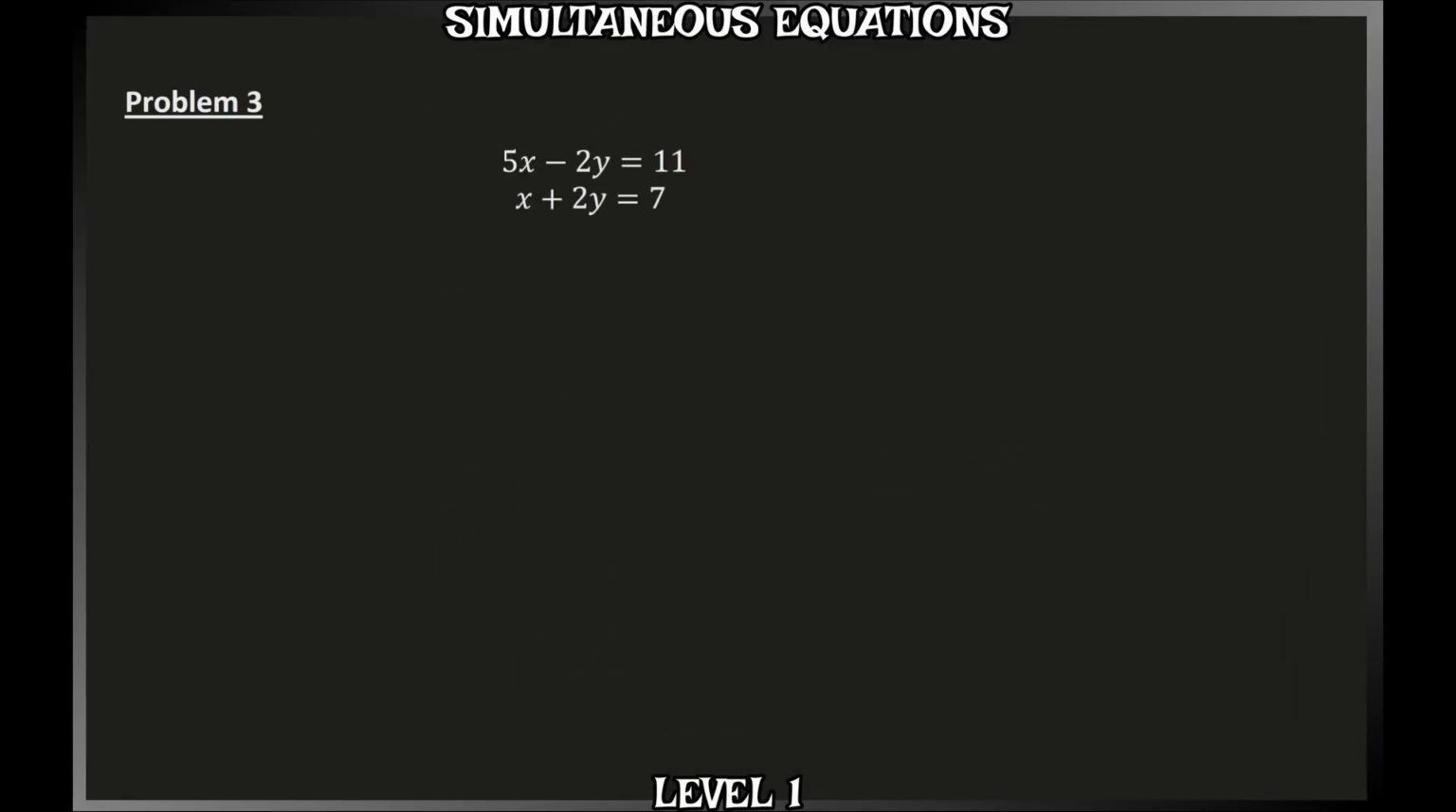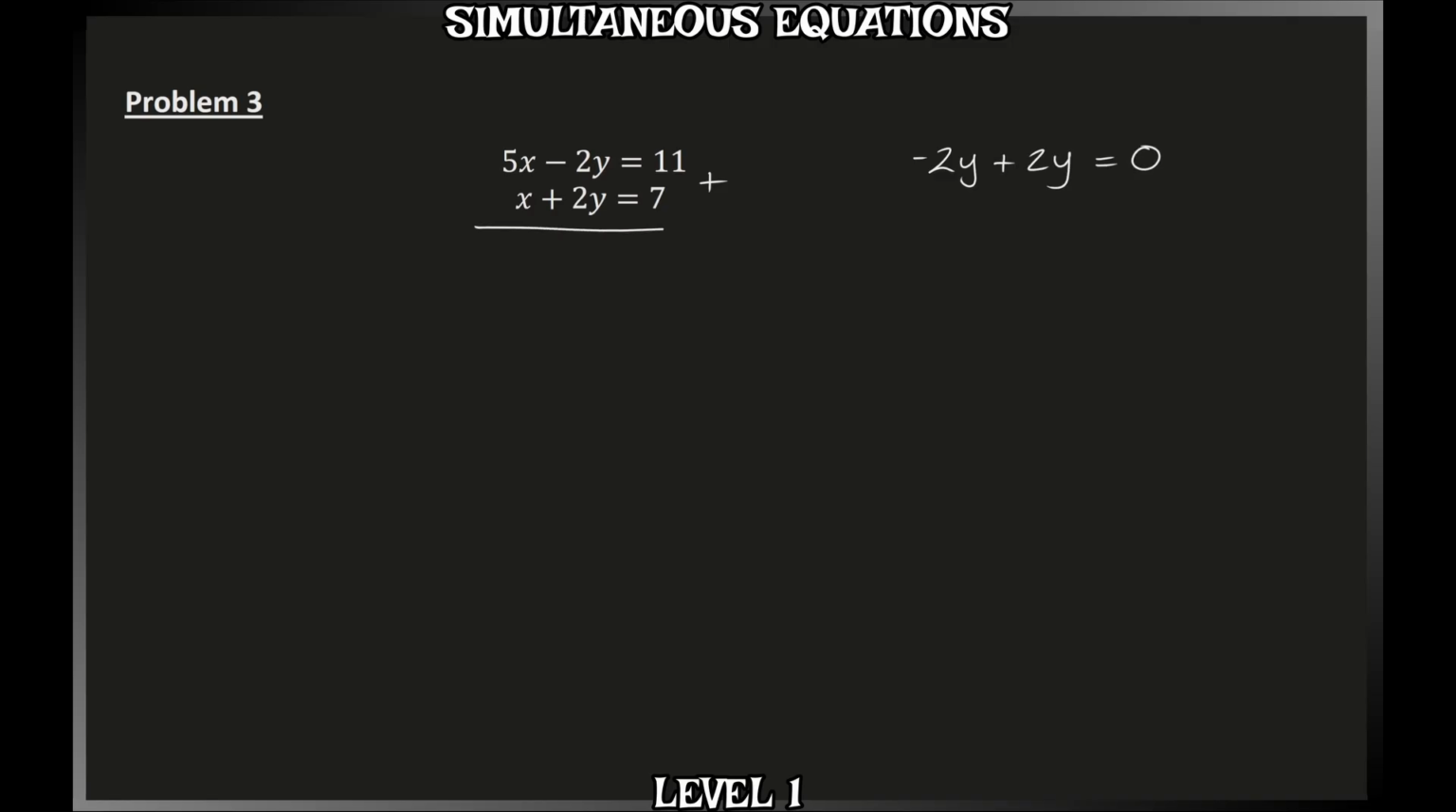In problem 3, we're solving 5x minus 2y equals 11 and x plus 2y equals 7. Again, we need to eliminate one of the variables here. Looking at the x's, we've got 5 x's in the first equation, but only 1 in the second, so these are going to be difficult to eliminate. Looking at the y's, we've got a minus 2y in the first and a plus 2y in the second, and we can eliminate these by adding them together, because minus 2y plus 2y is going to give us 0.